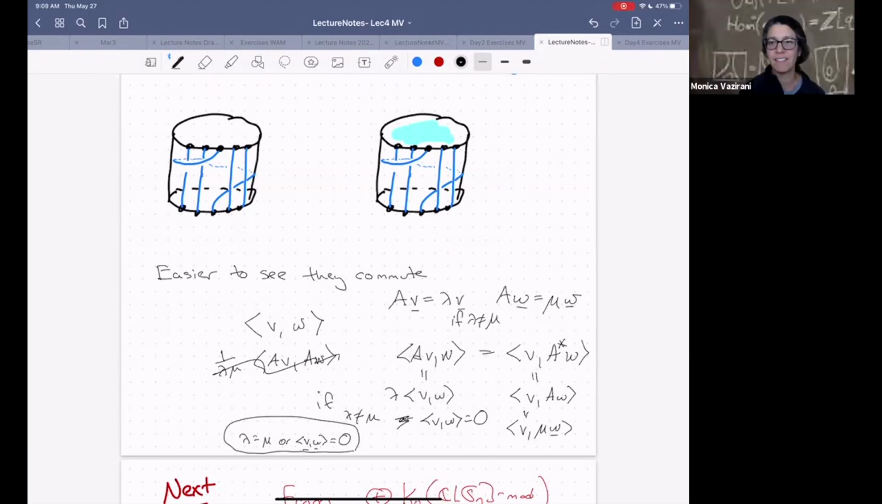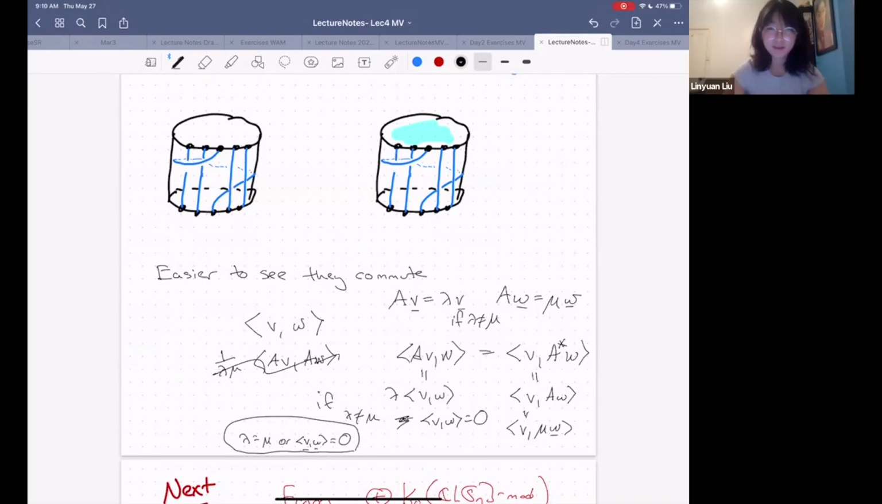Linear algebra is the best. Everything comes down to linear algebra. Are there any other questions?